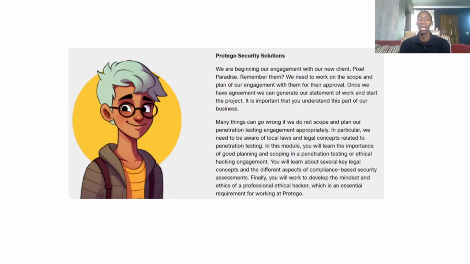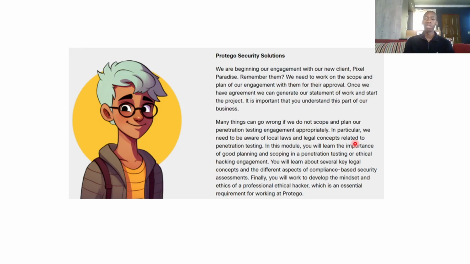In particular, we need to be aware of local laws and legal concepts related to penetration testing. One of the local laws that we remember is that certain penetration testing tools might be used in certain areas, and in other areas they might not be allowed to be used. Okay, so these are the reasons why we have to be aware of local laws and legal concepts related to penetration testing. Because something you use in France, a tool or maybe a certain methodology on how you pen test, might not be used in another country.